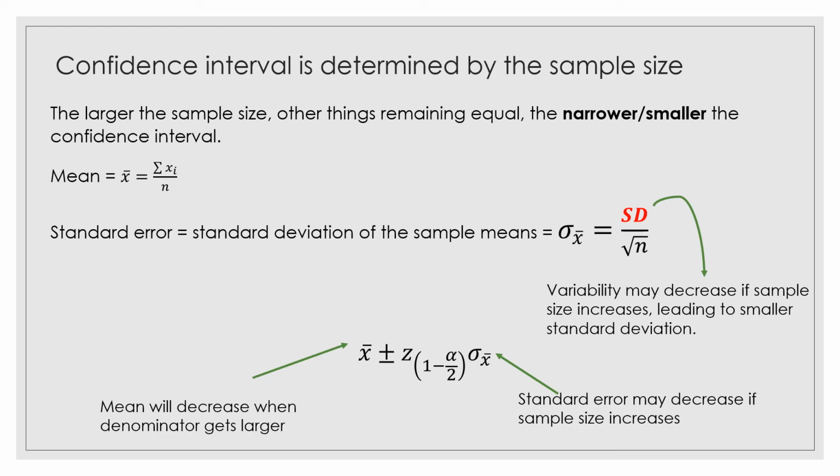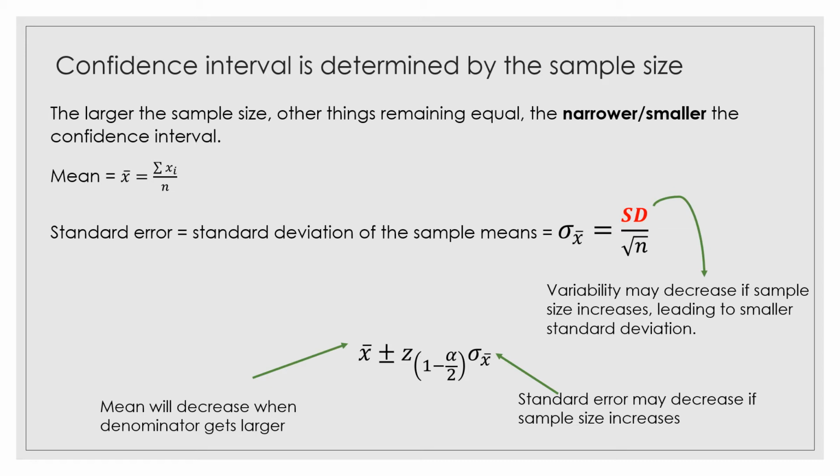The confidence interval can be determined by the sample size. I mean, the width of the confidence interval can be determined by the sample size. The larger the sample size, other things being equal, the smaller or the narrower the confidence interval. So, this is the formula for the mean. We are all familiar with this.